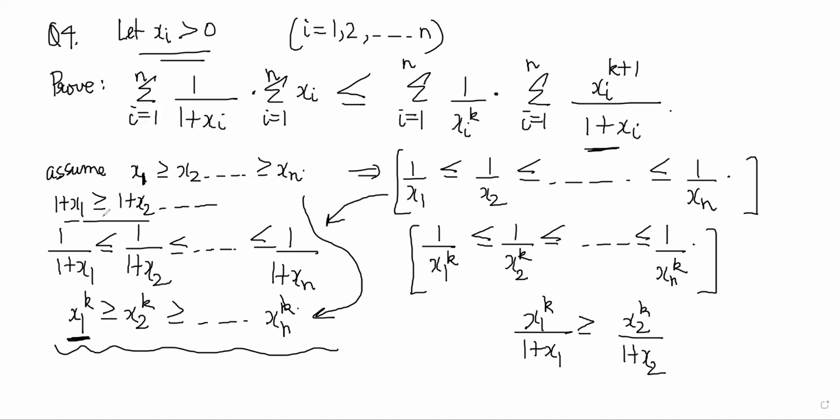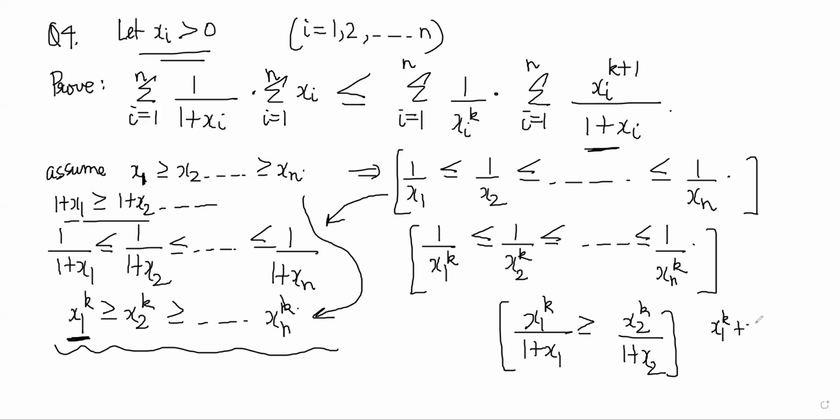1 by 1 plus x1 is less than equal to 1 by 1 plus x2. And let's check whether this is true or not. Here we can check it by cross multiplying and subtracting.